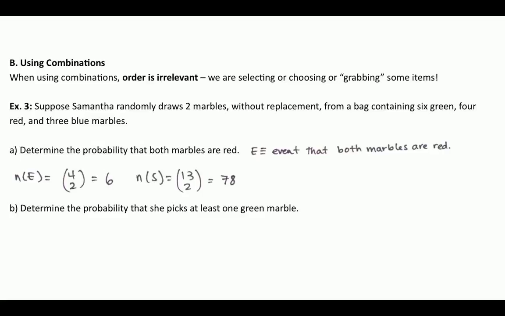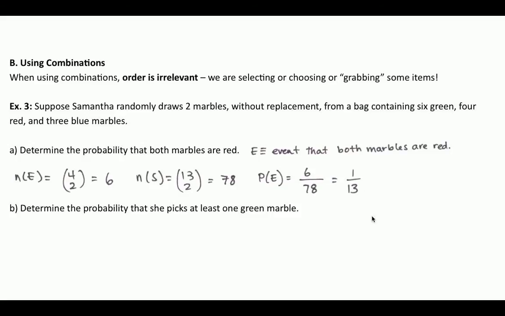Throw them all in a pile, stir them up, and just pull out any old 2. That's our sample space without any restrictions. That would be like a part A type question. So our sample space is just 13 choose 2, which is 78. So then the probability that both marbles are red, the probability of event E, is just 6 over 78. So here we have basically a 1 in 13 chance.